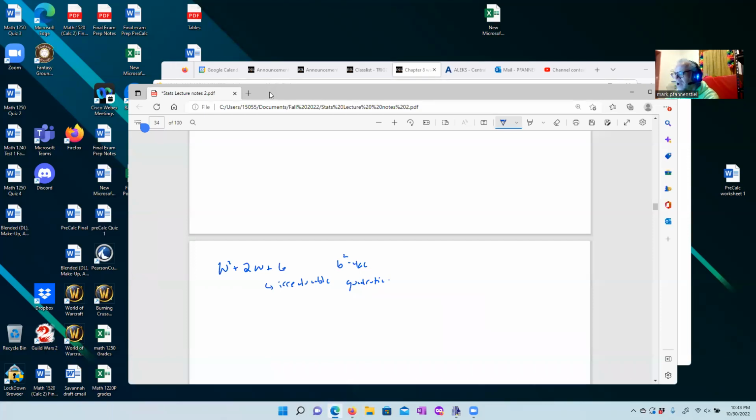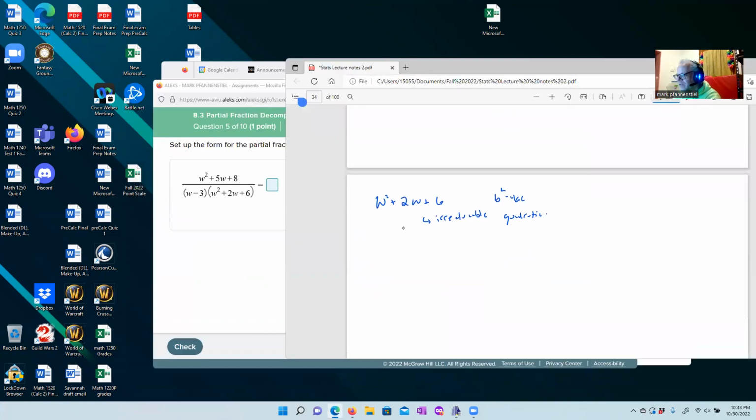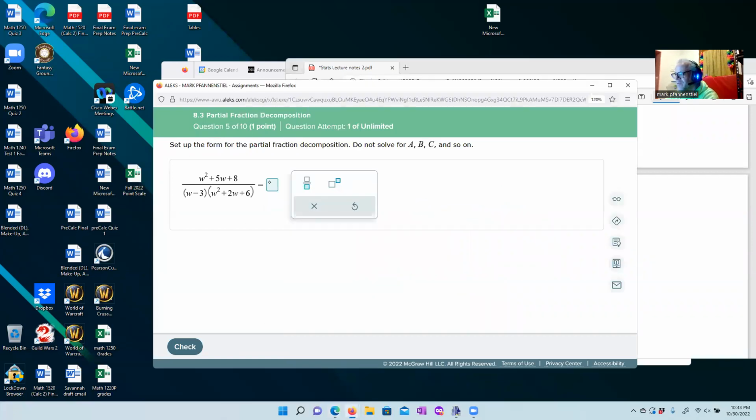But what we have here is we are going to break this apart into an A over w minus 3, plus we need a Bw plus C because it's an irreducible quadratic, w squared plus 2w plus 6. And that's all we really care about. We only care about the shape of the bottom to decide what's going to be on the top of this thing. We don't have any repeated roots, so we should be okay with this. And they said use A, B, and C, so that's what we're going to do.